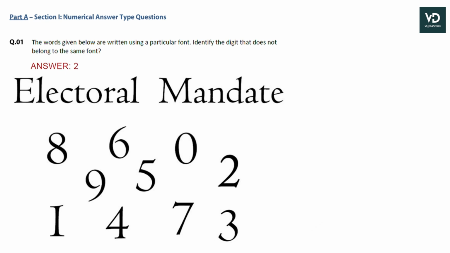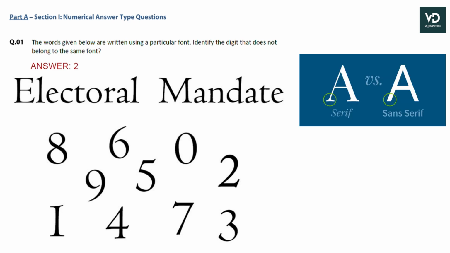So starting with Part A, our first question is: the words given below are written using a particular font. Identify the word that does not belong to the same font. So they have given the sentence, electoral mandate.